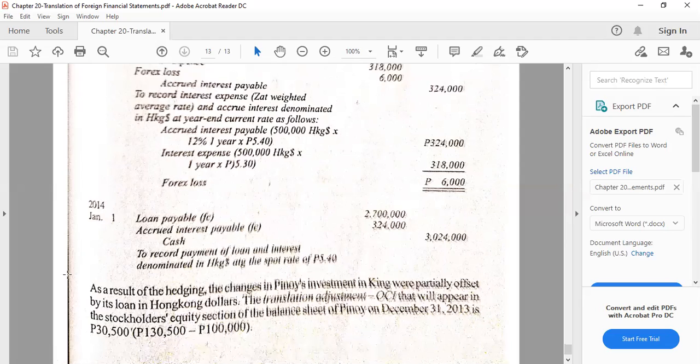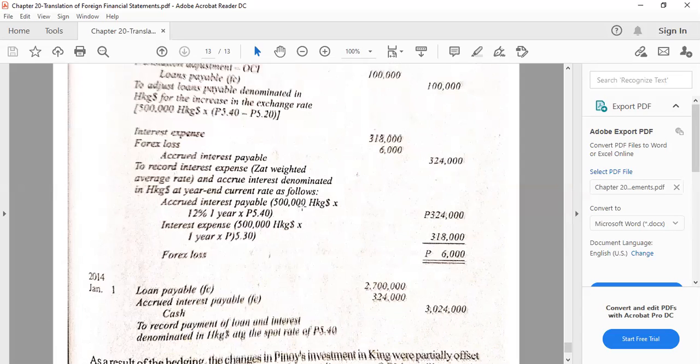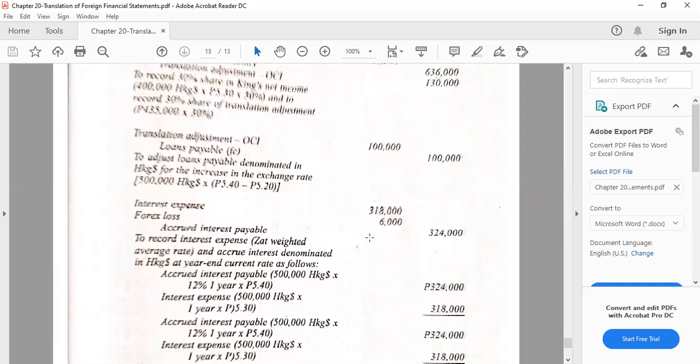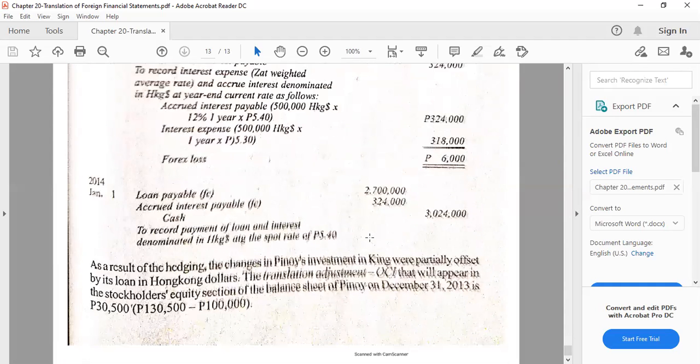As a result of the hedging, the changes in Pinoy's investment in King were partially offset by its loan in Hong Kong dollars. So the translation adjustment OCI that will appear in the stockholders' equity section of the balance sheet of Pinoy will be the net amount. 130,000 is credit, and this is debit, so that it will be a 30,500 balance, right?